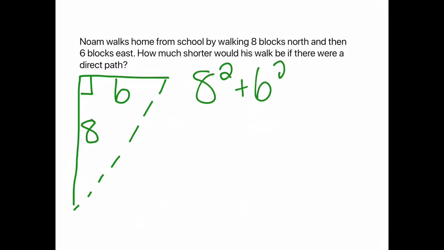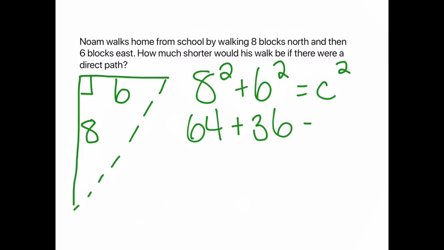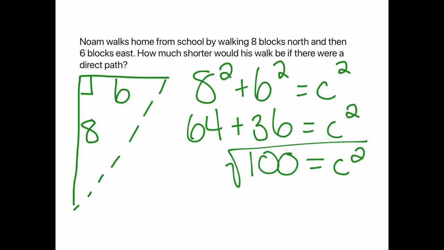So 8 squared plus 6 squared would equal c squared. We get 64 plus 36, which equals c squared. You add those two together, you get 100. And then to get rid of the square, you take the square root. So the answer is this direct path would be 10 blocks. But that's not what the question's asking us. It's asking us how much shorter.